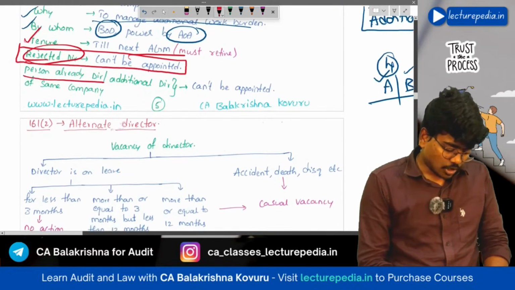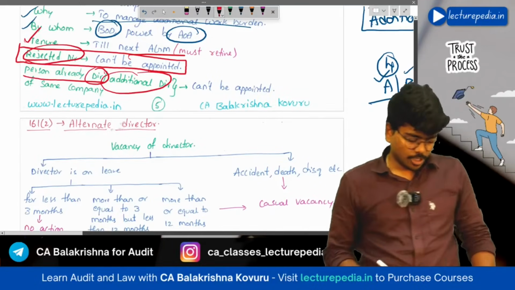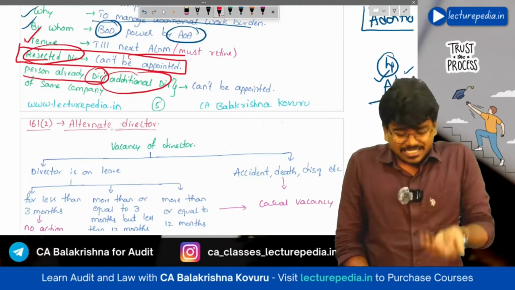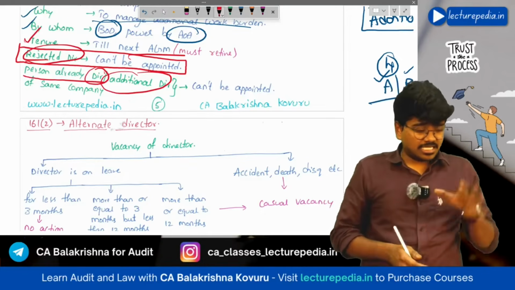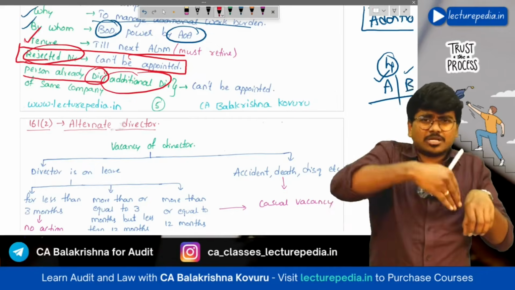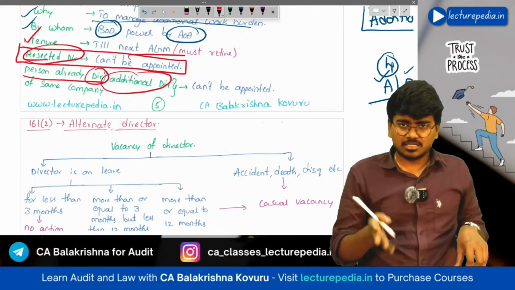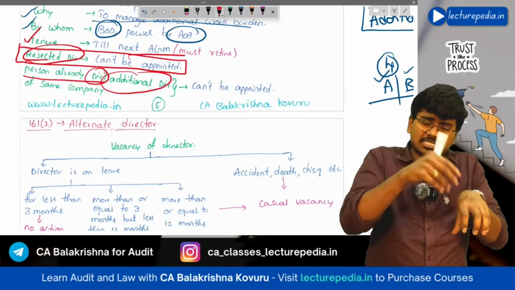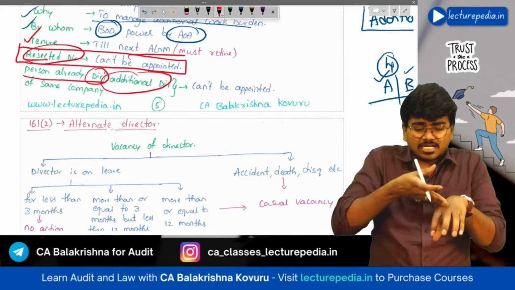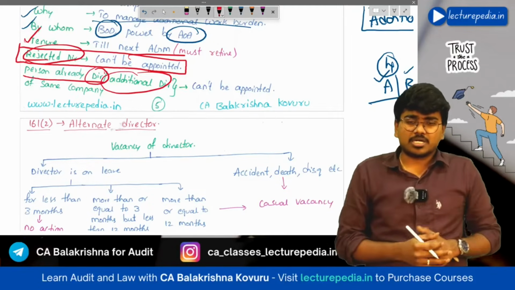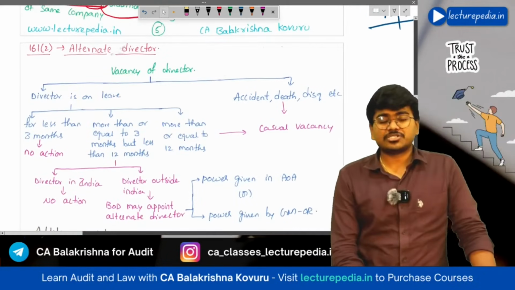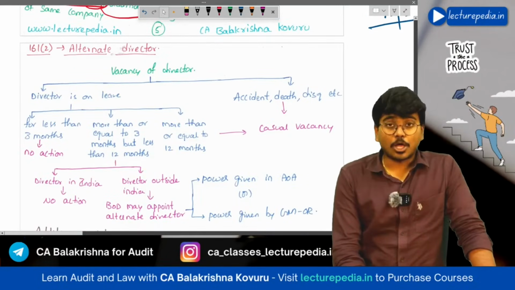Next, a person who is already a director or additional director cannot be appointed. See, simple point. If you are already a director in the company, say in A Limited, you are a director. Already you are a director. Again, how can you be appointed as an additional director? Is there any sense in being appointed in the same company as an additional director? No. So, if you are already a director in the company, you cannot be appointed as an additional director. Hope that is clear. So that was additional director, section number 161 subsection 1.